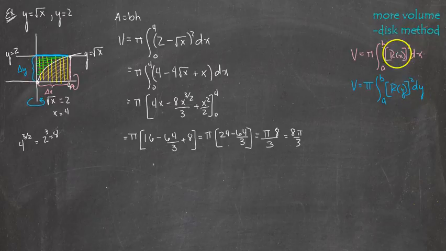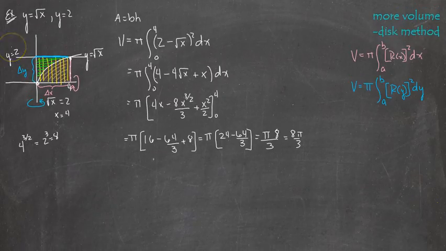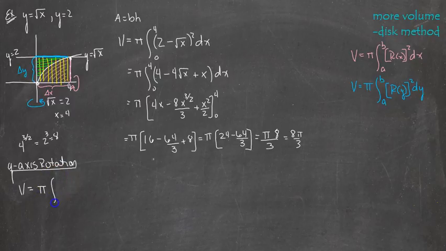So it's going to switch the formula up, or it's going to switch out the variables. It's going to change my evaluation, but it doesn't really change the process. So let's do this. Let's label it that we're doing this with a y-axis rotation. And our volume equals pi times, well, the bounds of integration.